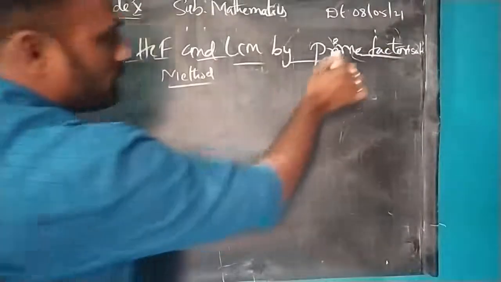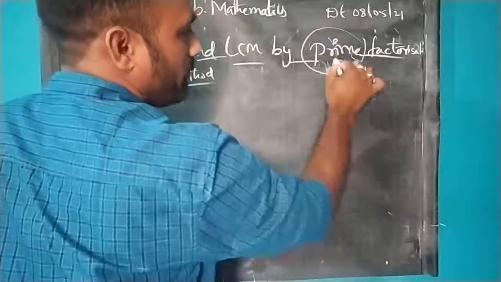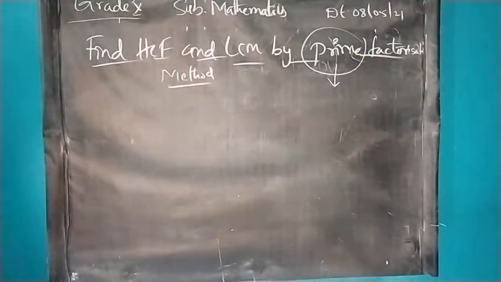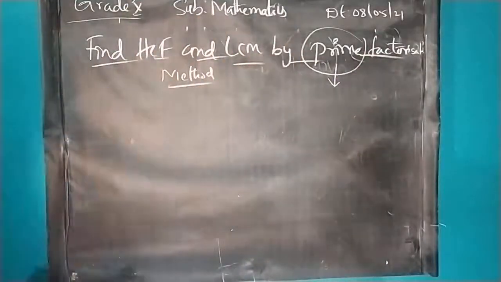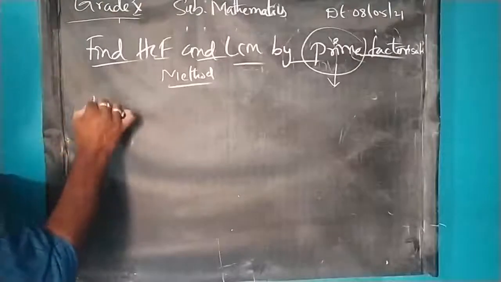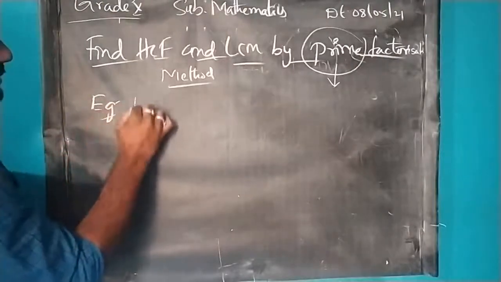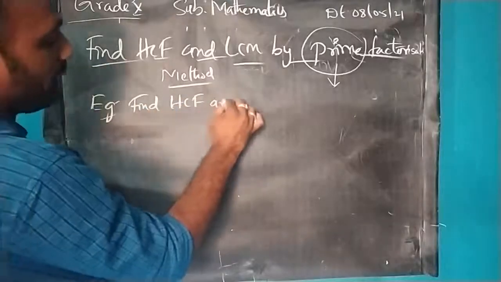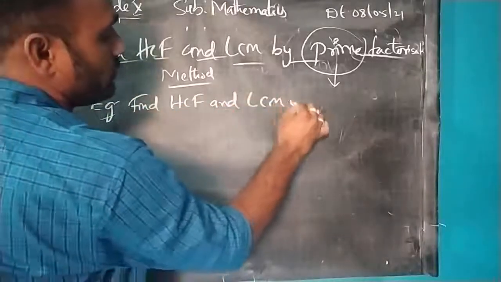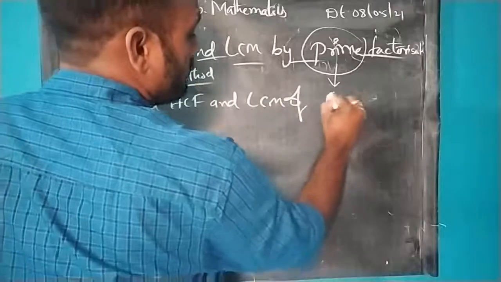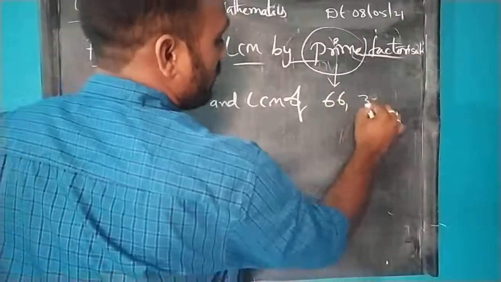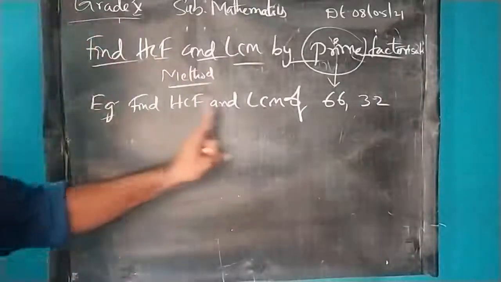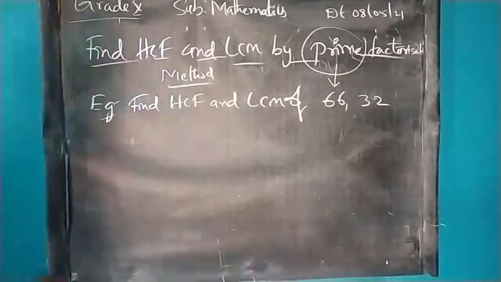So we already know that the name itself says prime, which means we are going to take only the prime numbers. So all together we have to perform only with the prime numbers. Let us take one example. Find HCF and LCM of 66, 32. So what is the LCM and HCF of 66, 32?